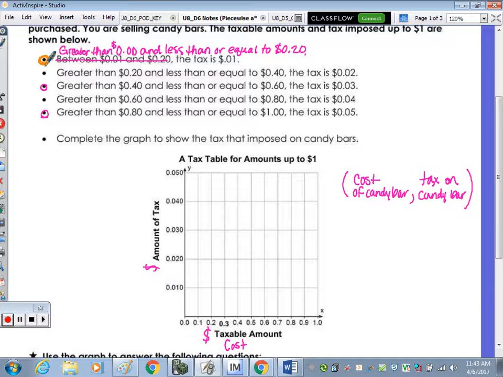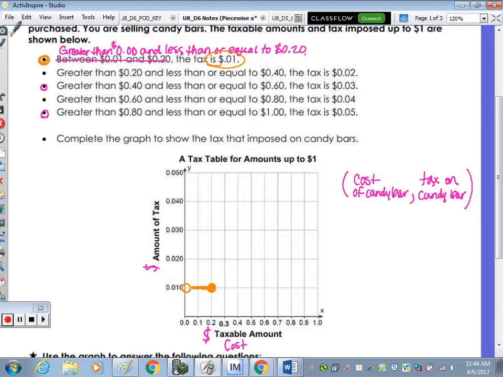So greater than 0 cents, this is the cost of our candy bar. So for x, greater than 0 and less than or equal to 20 cents, we're going to spend 1 cent in tax. So that's the first y value right here. So greater than 0 for the cost of our candy bar, that'd be an open circle, and less than or equal to 20 cents, so this would be a closed circle, and anything between, you're going to spend 1 cent on tax.